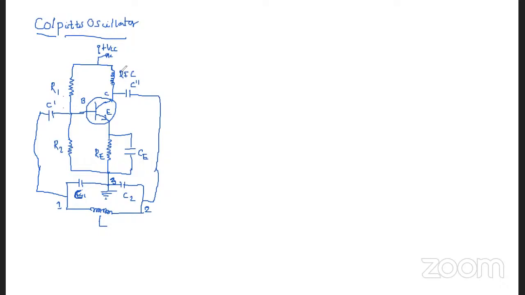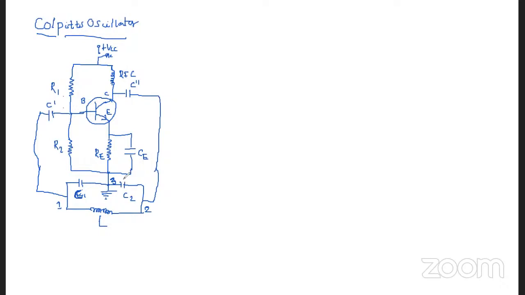Okay. So now the circuit operation. Here we have connected the supply voltage VCC. This capacitor CE is a bypass capacitor, and we have another capacitor C dash. This C dash conveys the feedback from the collector to the base circuit. So these are the components involved in the circuit diagram of the Colpitts oscillator.